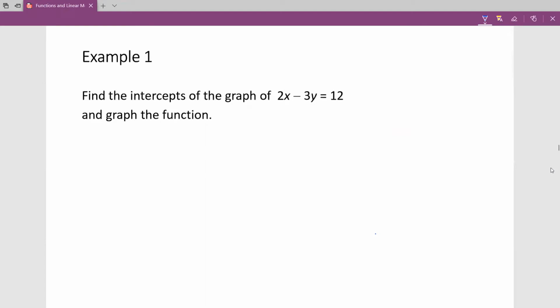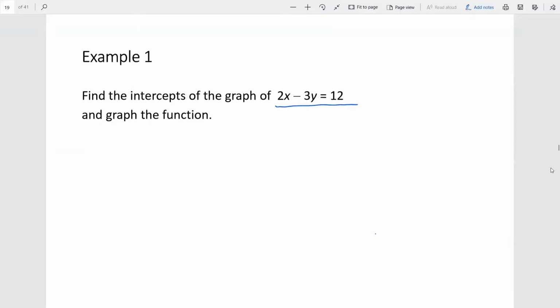Now, as example one, to find the intercepts of the graph of the equation 2x minus 3y equal 12, we're going to find the intercepts and graph the function. First of all, the x-intercept.